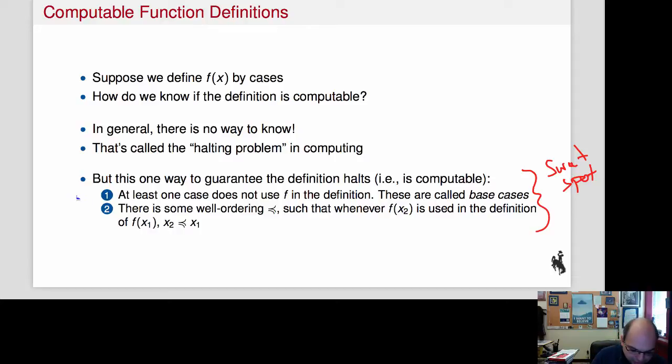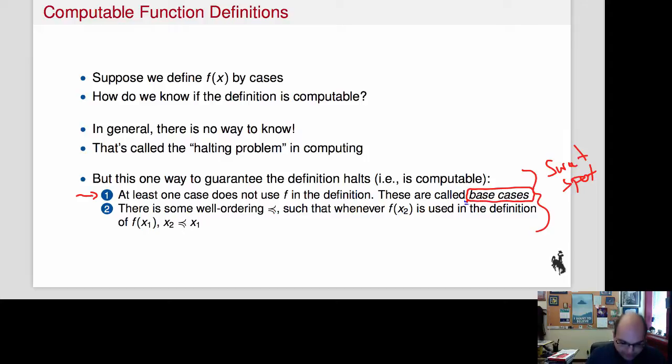So here is the rule. Rule number one is that at least one case does not use f in a definition. If all of the cases say, and then call f of something, if I call f of 3, I'm going to have to call f of something, and to compute that, all of the cases do an f of something. So I'll just keep going down, and it'll never actually finish. I call those base cases. And the reason I call those base cases will be clear in the next module.